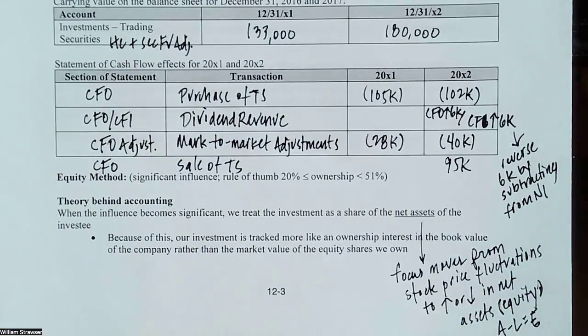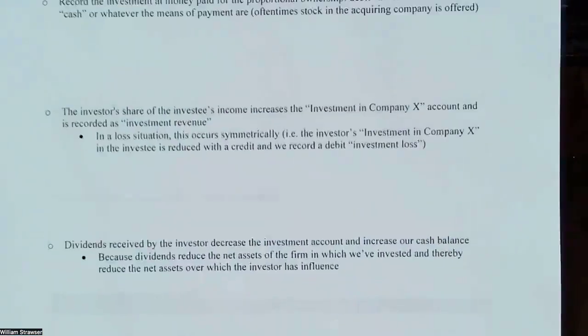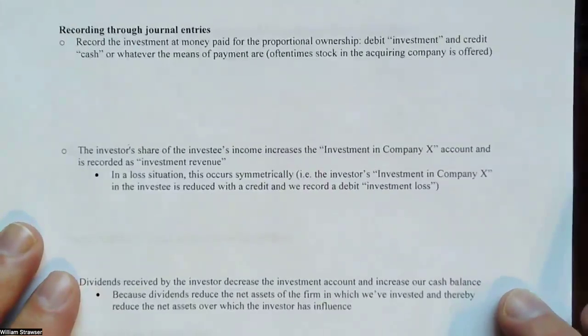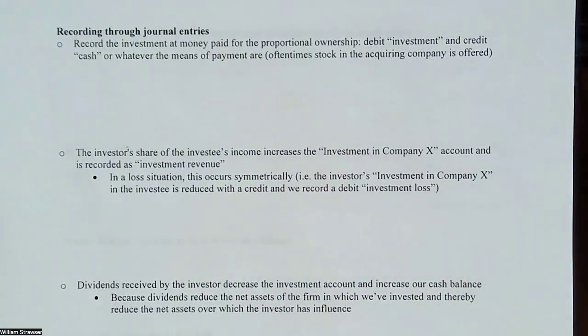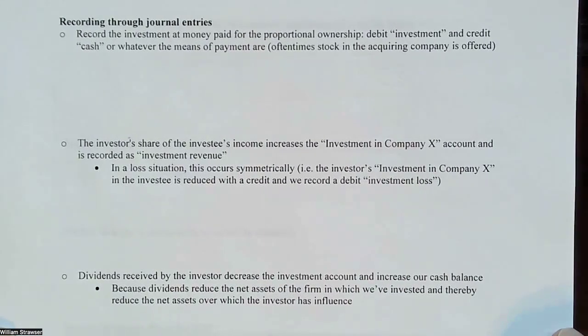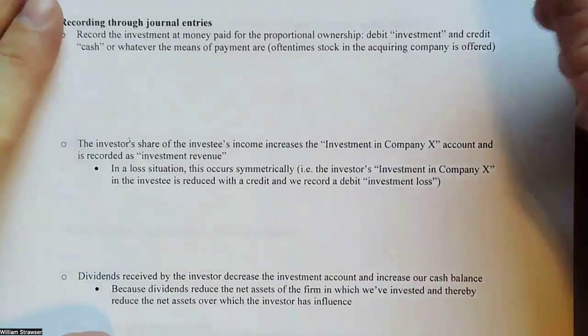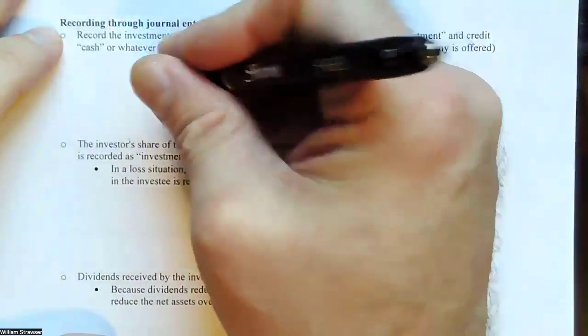So when we shift that focus, we have different journal entries. We still record the investment at the money paid for our proportional ownership. So proportional ownership meaning we own 20 or 40%, right? And we credit cash or whatever the means of payment are. Sometimes we're acquiring this through stock, and we can look at that later as well. But let's just assume cash for the moment.